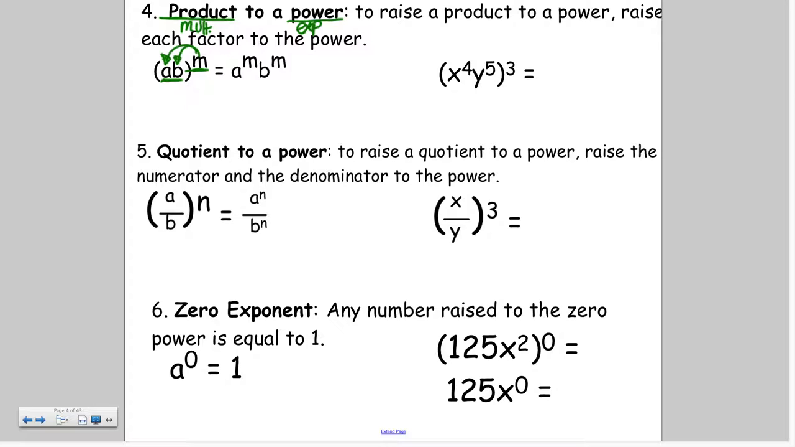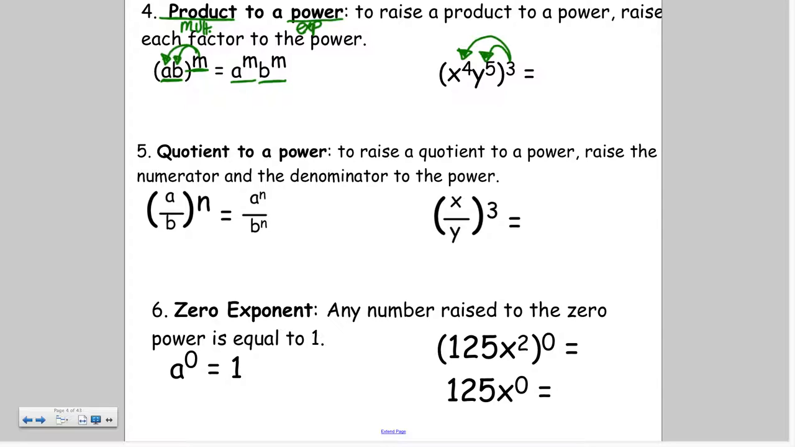All right, so if we look at this next one, you can see where we have A to the M and then B to the M. We just took that M to everything. So if we look at the next one, we have x to the 4th, y to the 5th, and that is raised to the 3rd. So I'm going to distribute my 3 to the x to the 4th, and I'm going to distribute my 3 to the y to the 5th.